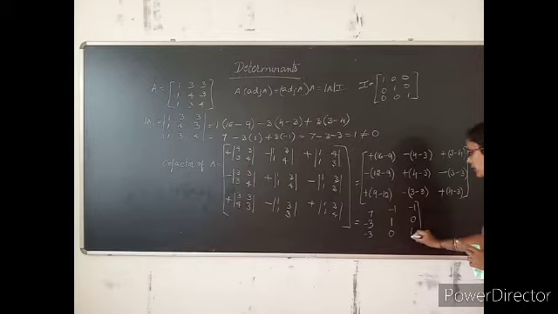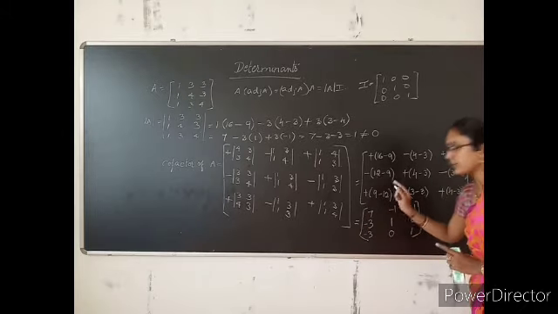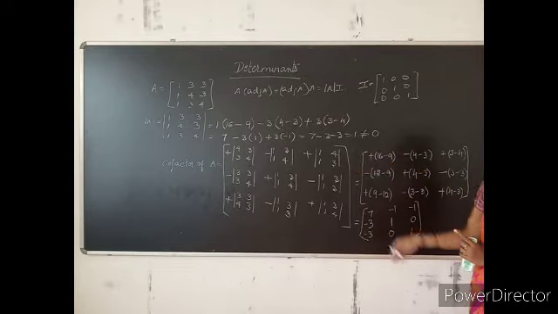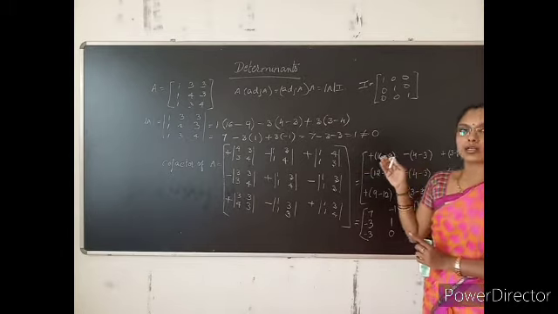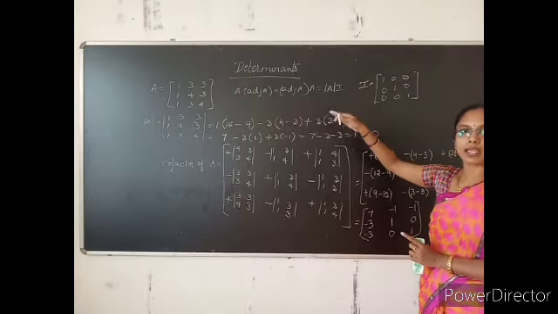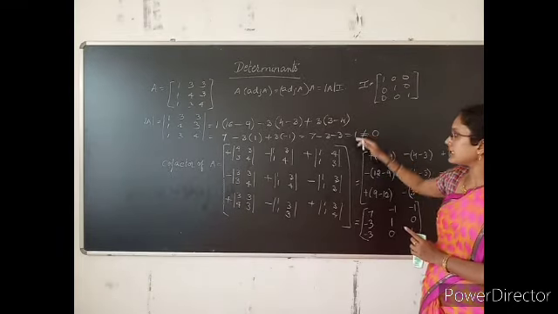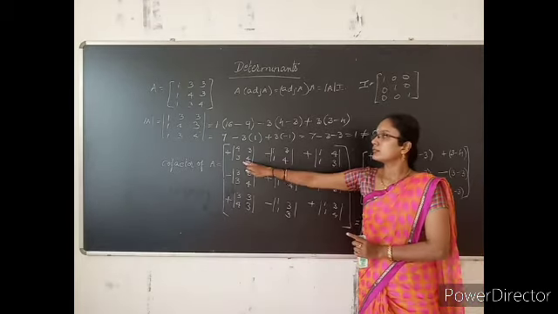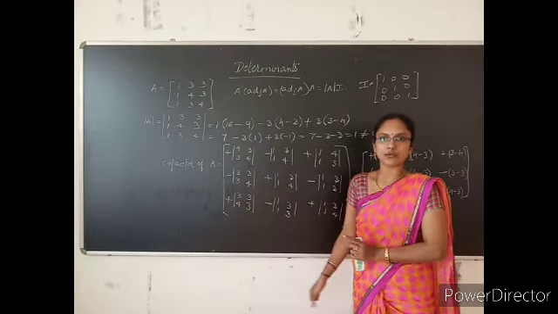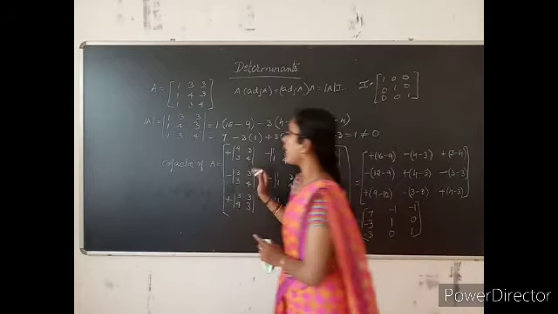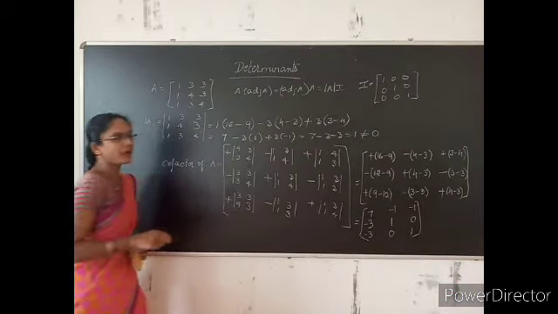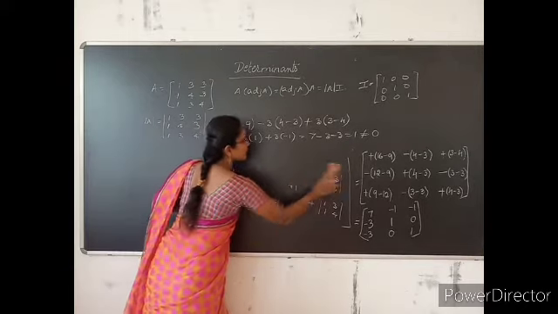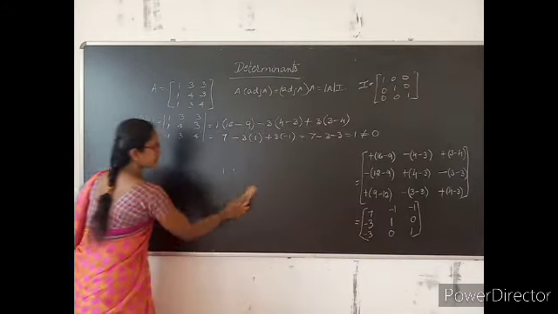So this is the cofactor matrix. This is the easy way to find the cofactor matrix. Otherwise, you have to write the formula, then find the cofactor of each and every element of the matrix, then substitute here, and you get the cofactor matrix. Okay. Now we have to find the adjoint of a matrix. So I'll write here, the cofactor matrix is this one.